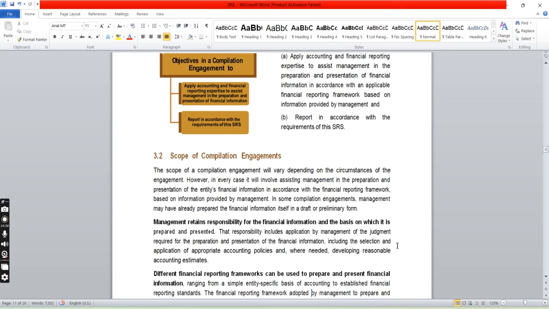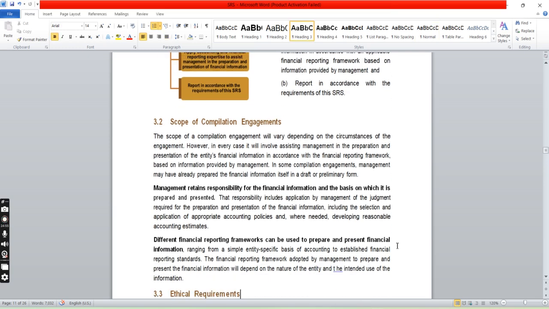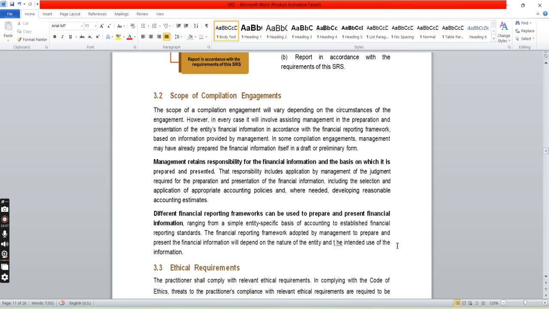However, in every case, it will involve assisting management in the preparation and presentation of the entity's financial information in accordance with the financial reporting framework, which is based on information provided by management. In some compilation engagements, management may have already prepared the financial information itself in a draft or preliminary form. Management retains responsibility for the financial information and the basis on which it is prepared and presented. That responsibility includes application by management of judgment required for the preparation and presentation of financial information.